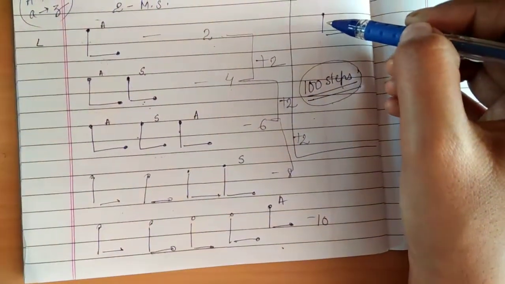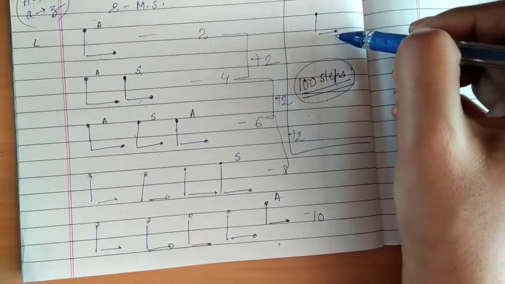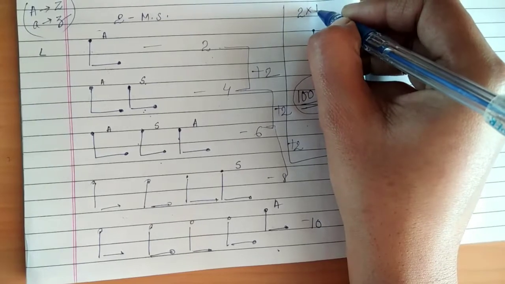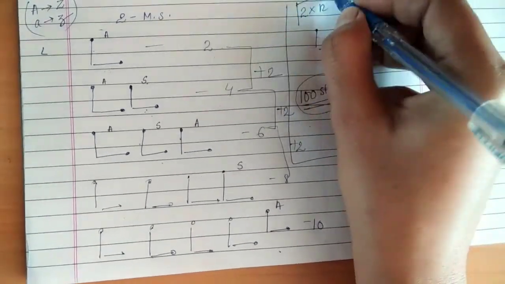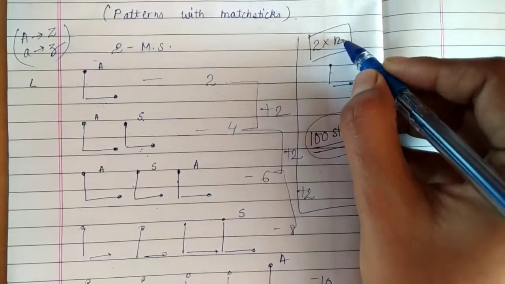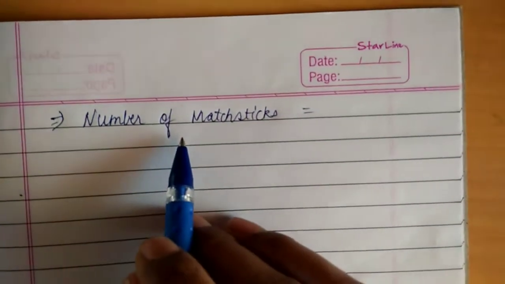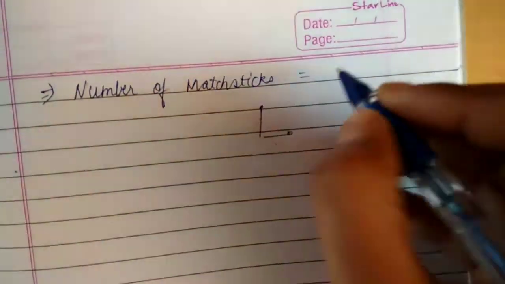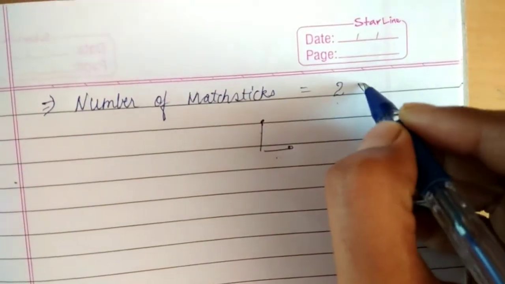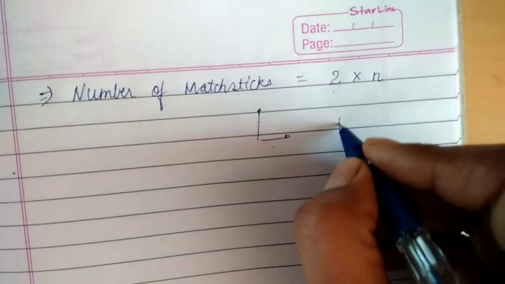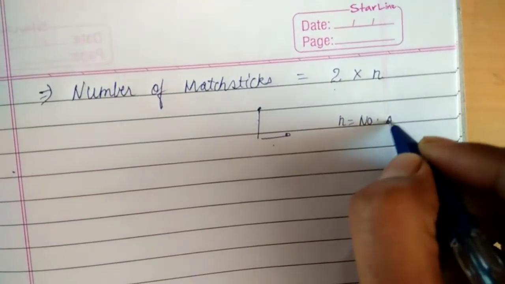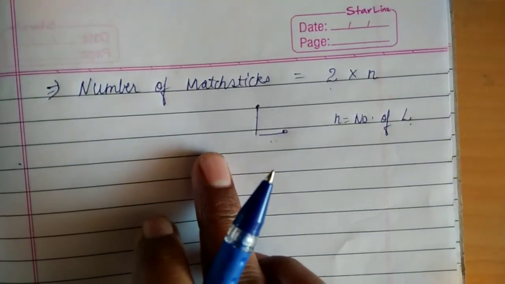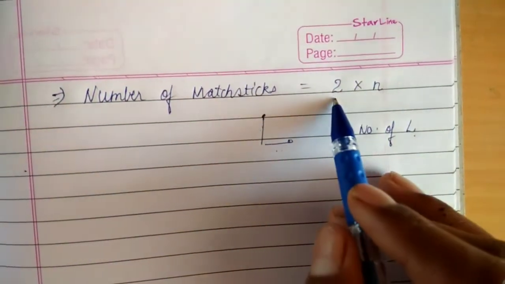So for forming 1 L, 2 matchsticks are required. So 2 matchsticks are multiplied by n. So how can we get the number of matchsticks? In each L, 2 matchsticks are required. So 2 is multiplied by n, where n is the number of L. We will count how many L there are, then that number of L will be multiplied by 2.